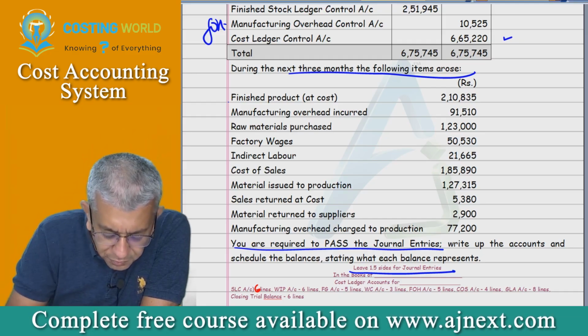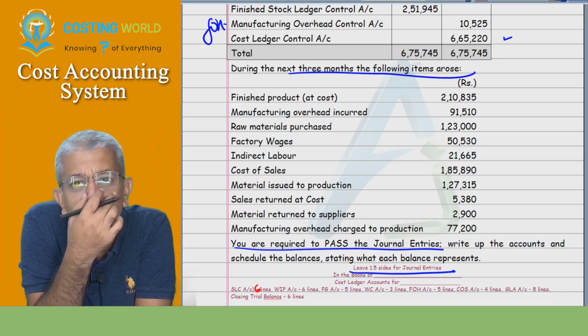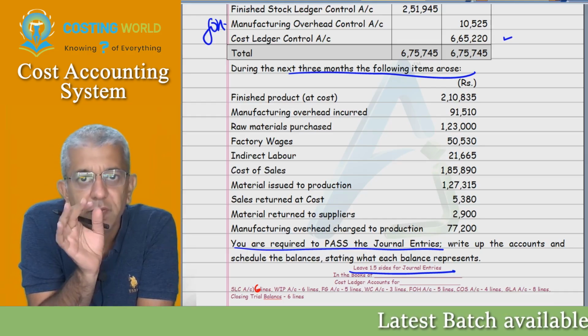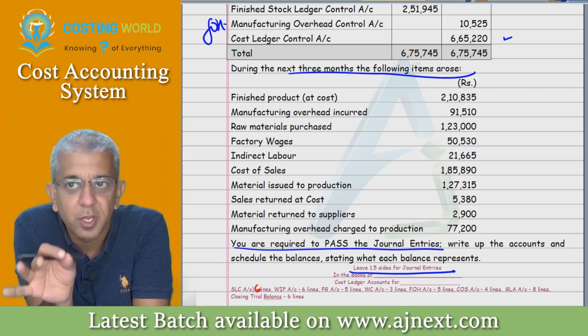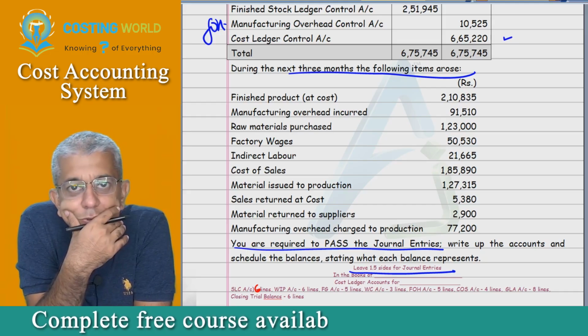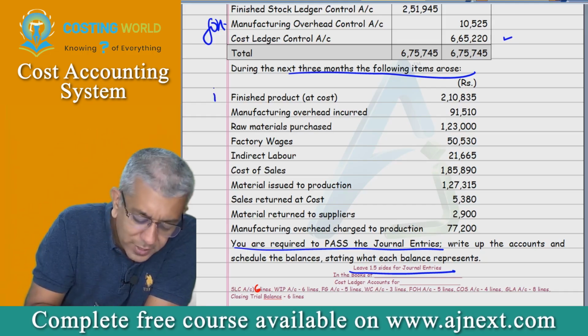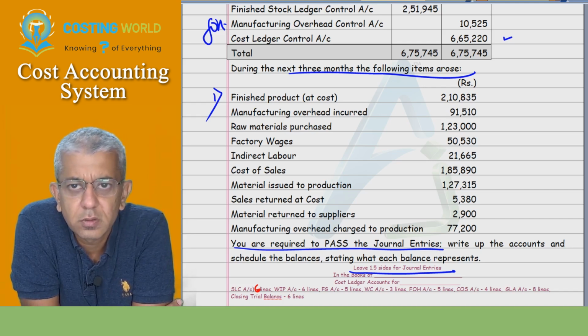Finished goods, finished product at cost. Now sometimes those guys are very lazy to be writing the complete things. Finished product at cost means finished goods produced at cost. This is whatever it completely means. So you all tell me the entry for this. Finished goods produced at cost. What will be the entry for this?